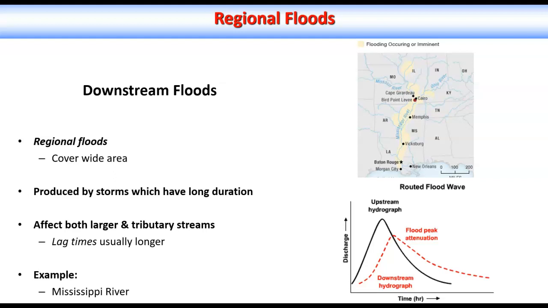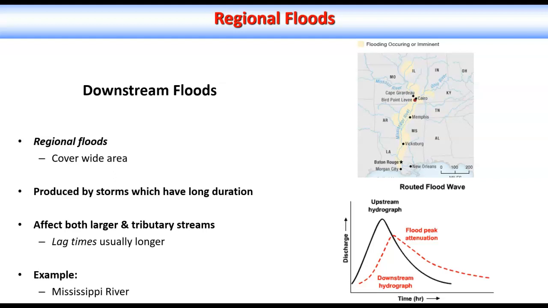When we talk about regional flooding, we're talking about these huge floods covering a large area. These are slow. They take a lot of time for the streams to get all the water into the system. Then they potentially overtop their banks. They flood a huge area, and it tends to last for a longer period of time.